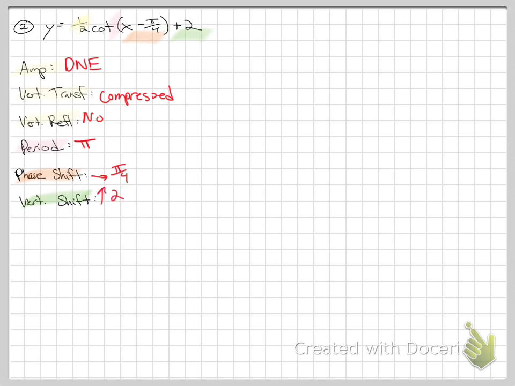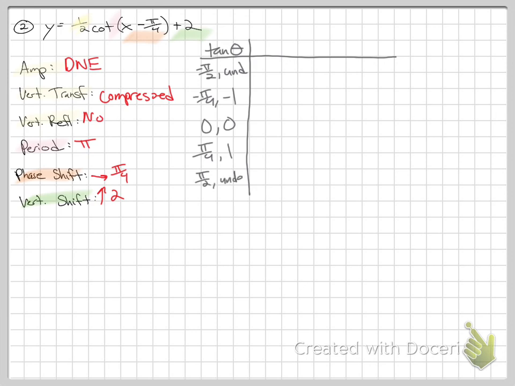Make your tangent table. I'm going to make mine in gray because it's not going to be my final answer. At negative pi over 2 is where tangent starts, and that's undefined. Then it goes to negative pi over 4, that's -1. Then the 0, that's 0. Then the pi over 4, that's +1. Then up to positive pi over 2, which is undefined again. Write your formulas at the top.